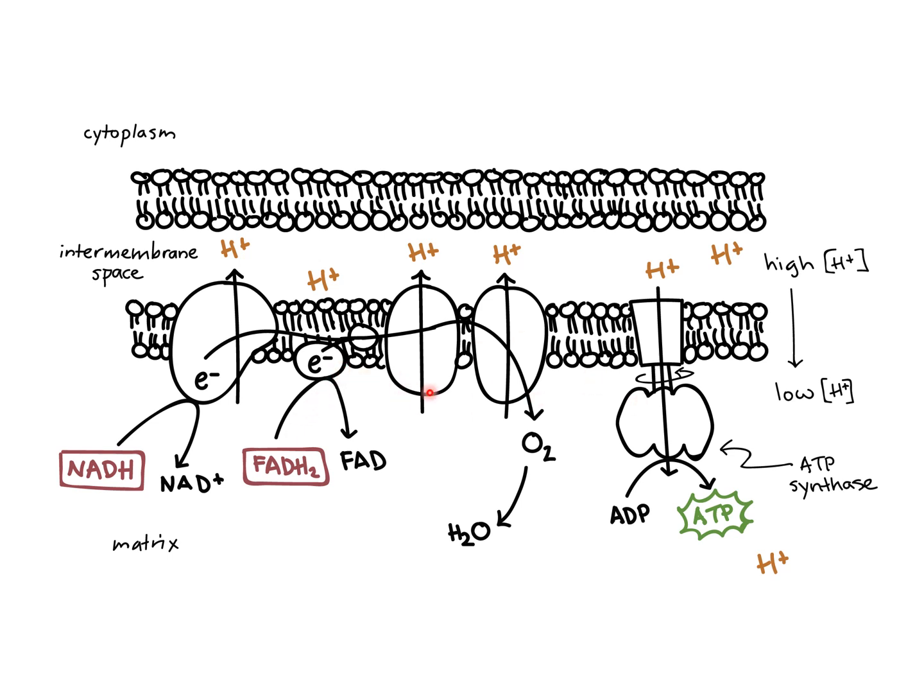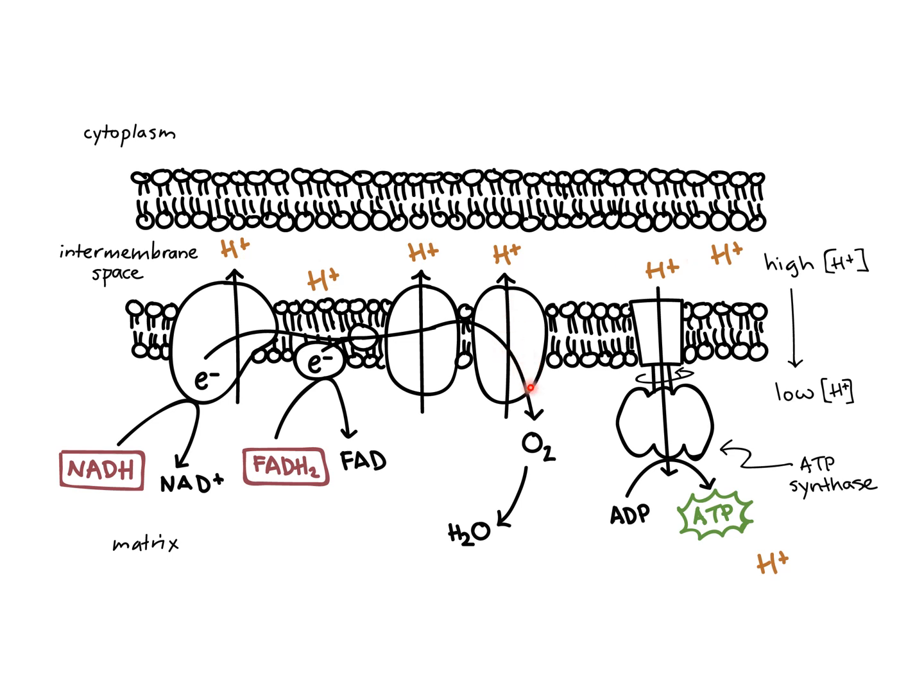So the first stage in the ETC is the delivery of the electrons, and the next stage will be the transfer or the travel of these electrons from one complex to another. Okay, now as you can see, from the matrix of the mitochondria, the hydrogen is pumped out into the intermembrane space, and this can cause a change in the concentration gradient.